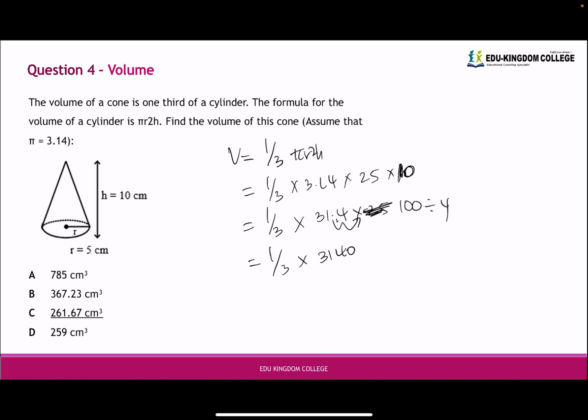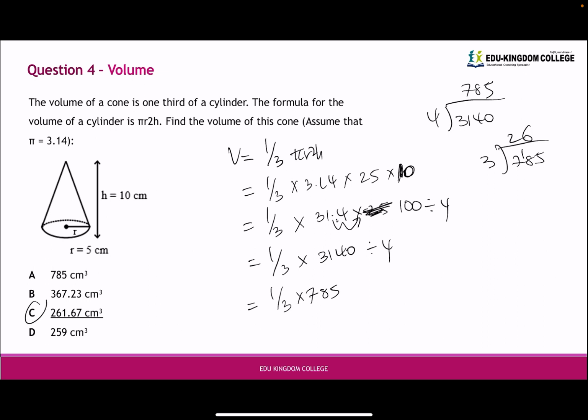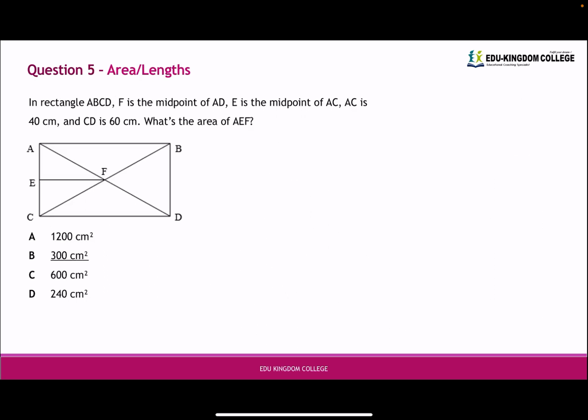So 3140 divided by 4. If you do the maths with 3140, I believe you should get 785. So 785 divided by 3, because it's times 1/3. So 3 times 785 should give you 2, left over is 1, 6, so it should be 260 something. Just from that, you know it's C already. But if you want to finish it off, 1 point something something something, so that gives you extra clarity. So 261 point something leaves you with only part C. That's how you save time again. Don't finish it off if you don't have to.